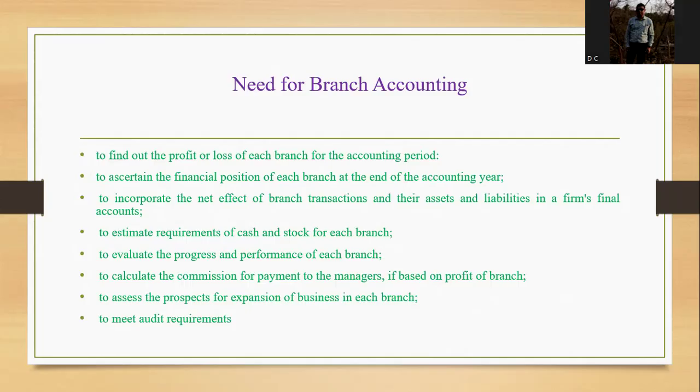What is the position of assets? What is the position of liabilities? To estimate the requirements of cash and stock for each branch. How much cash will be required by the branch? How much stock will be maintained at the branch?